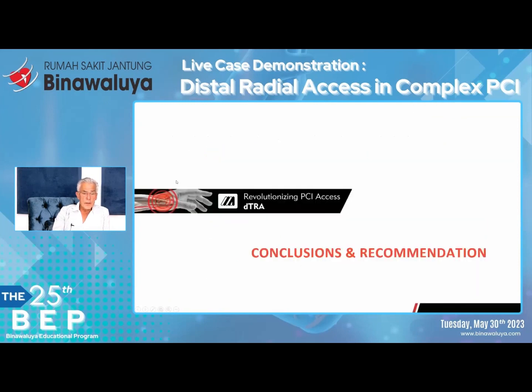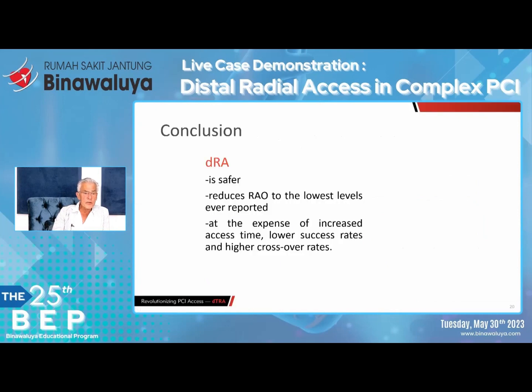So what are my conclusions? Distal radial artery access is safer compared to forearm access. It reduces radial artery occlusion rates to the lowest level ever reported, but at the expense of increased access time, lower success rates, and higher crossover rates.